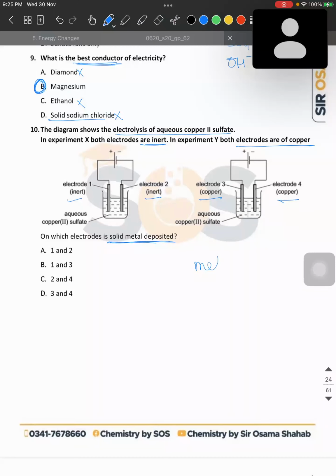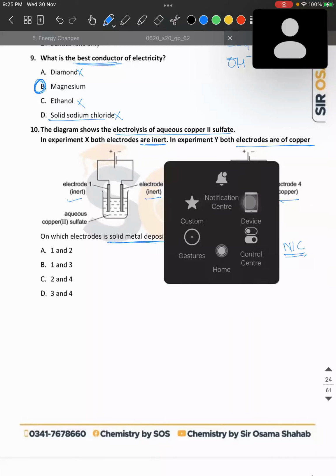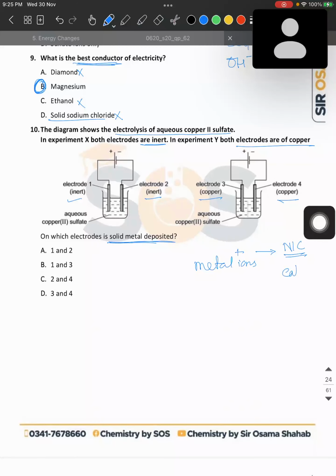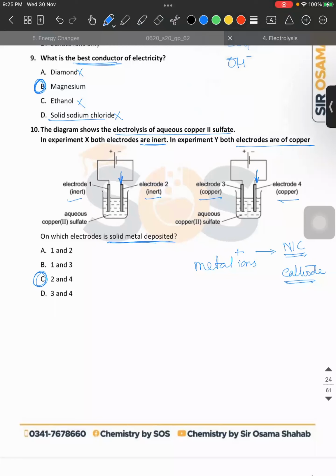We know that metal ions are always positive, and they always move towards the negative electrode, and we know that negative is actually the cathode, right? So metal can deposit on the cathode only. So right now, the negative terminals are this one and this one. So the metal can deposit on electrodes 2 and 4. So the right answer can be C. Am I right, children, or not?